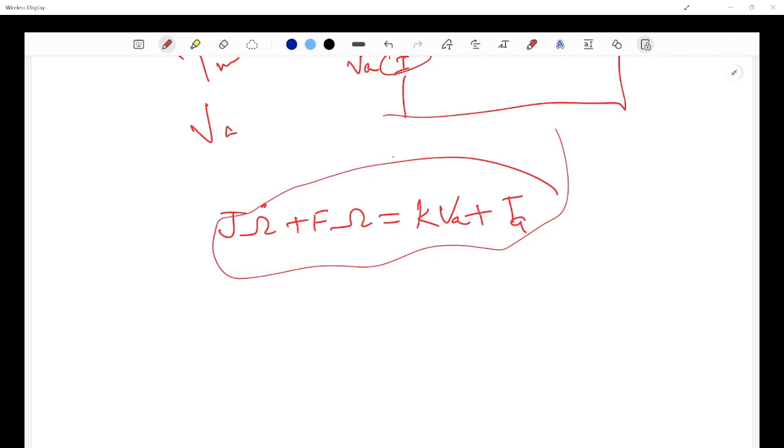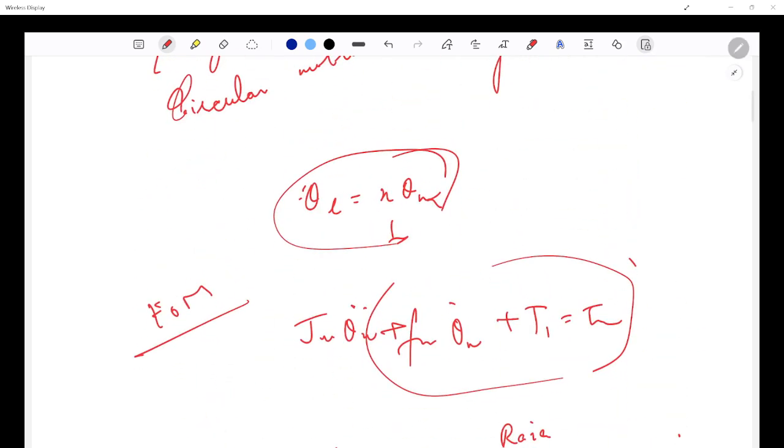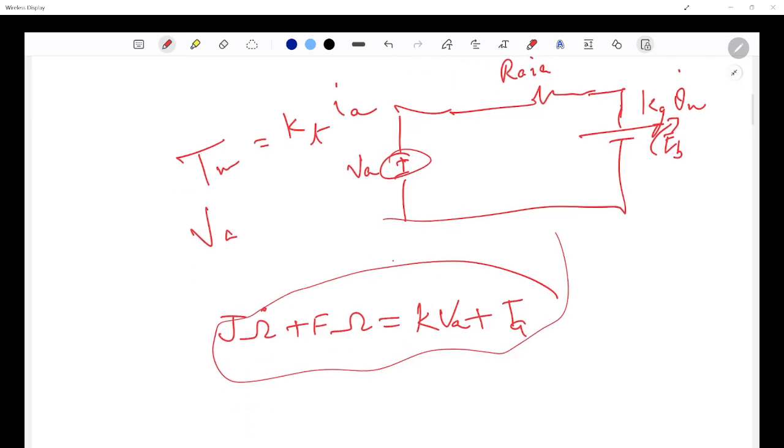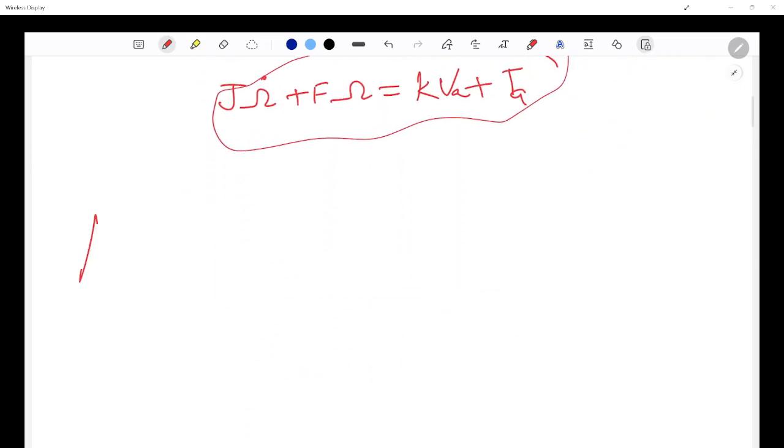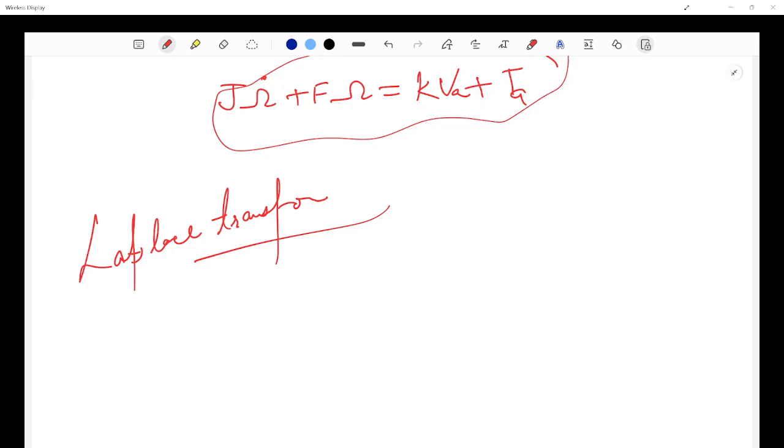When I am writing this and doing this, are you aware of Laplace transform? Have you read about this? Okay.